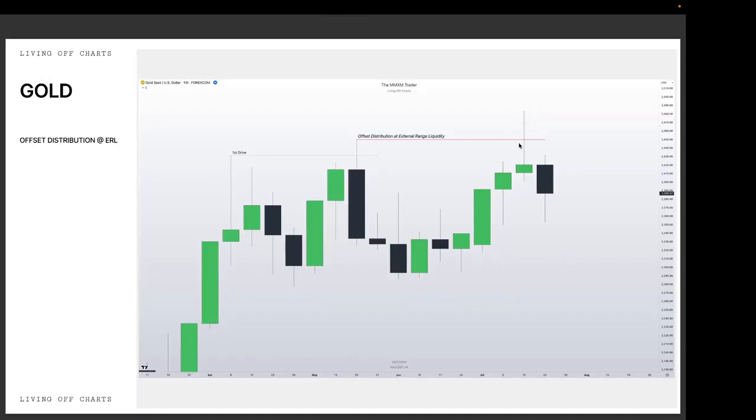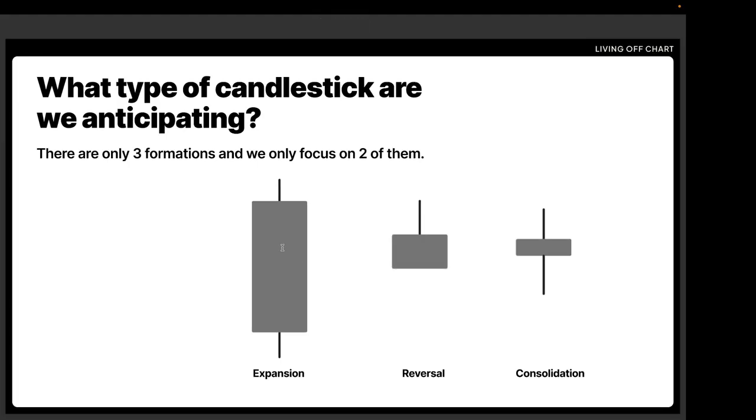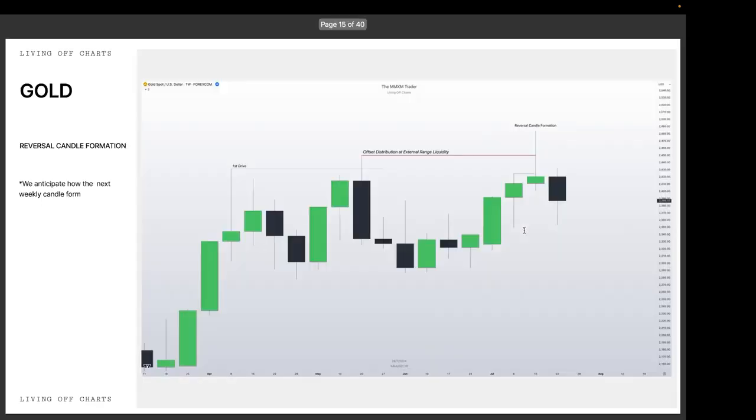So as you can see here, we have a reversal candle formation. So it opens, it trades a lot higher, and then somewhere around the end of the week, it could be Wednesday, Thursday, or Friday, you could see a hard reversal. So your objective for the weekly is the very next weekly candle, you're to anticipate one of these three. And there's only these three. There's no other candle formation you'll be focusing on. As well as that, you're only going to be focusing on two of these three, which is an expansion or a reversal. We don't want to be trading a consolidation.